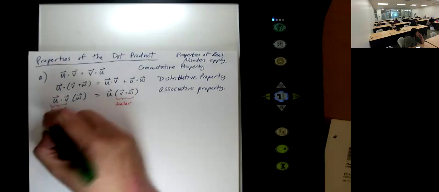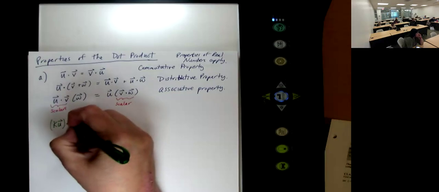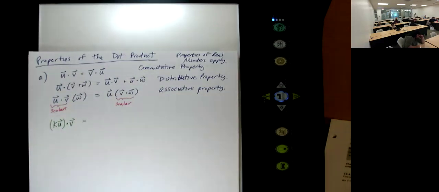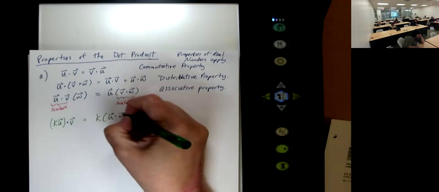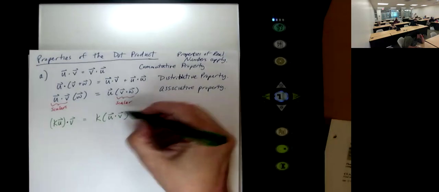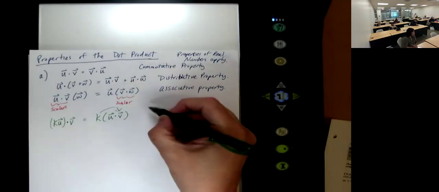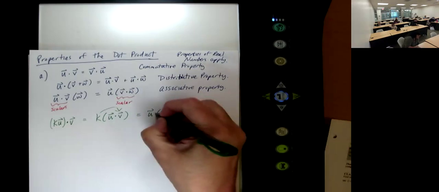Interesting one is k times the u vector dotted with the v vector is k times u dotted with v. k is just a multiplier. Which means the multiplier can instead be applied to the other one. And we can have this is the same as u dotted with kv.